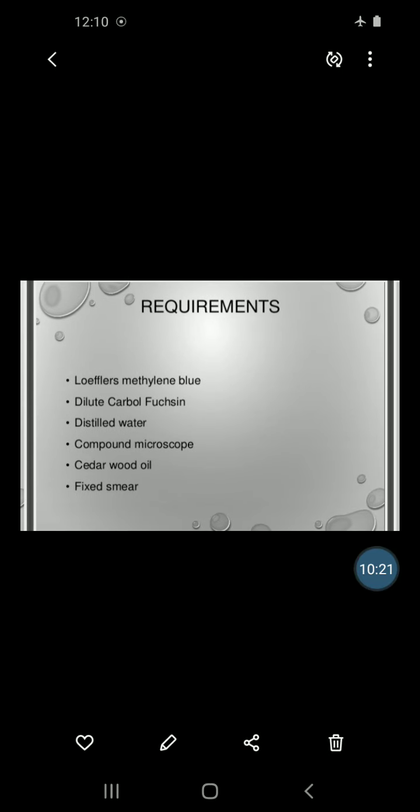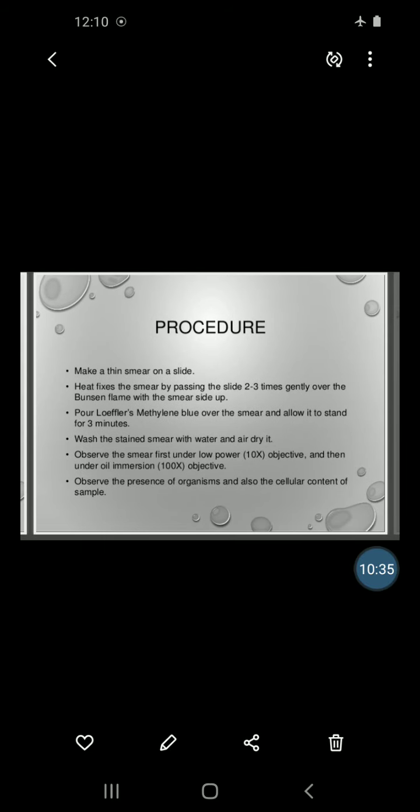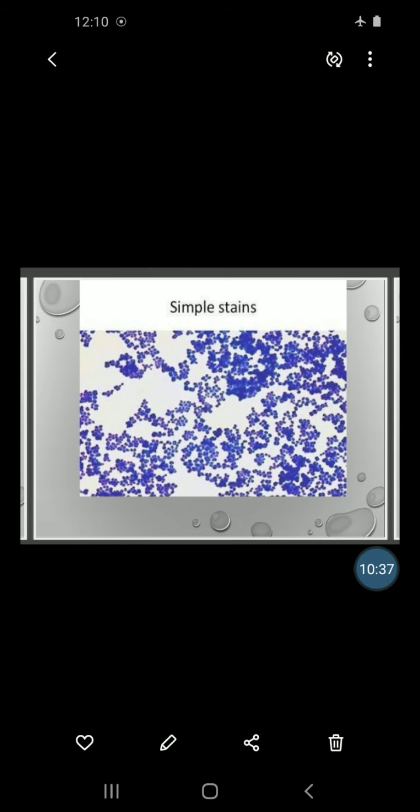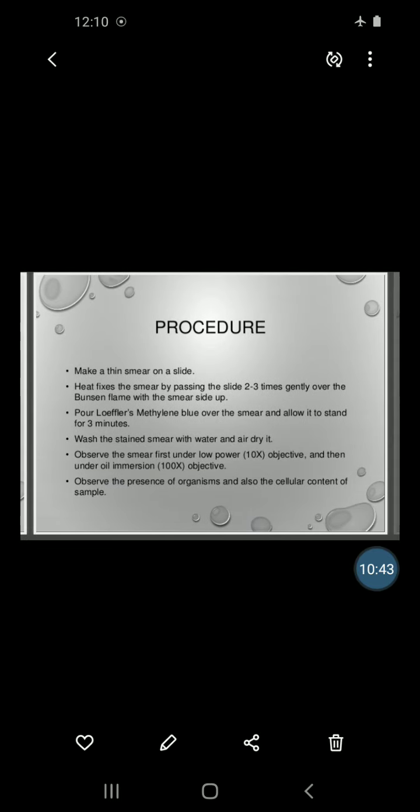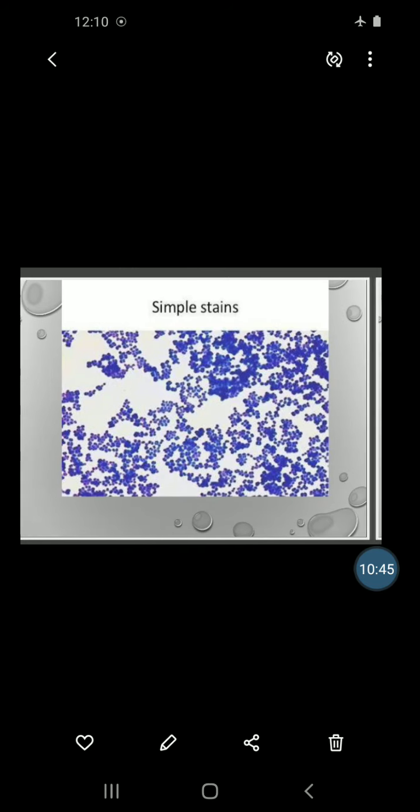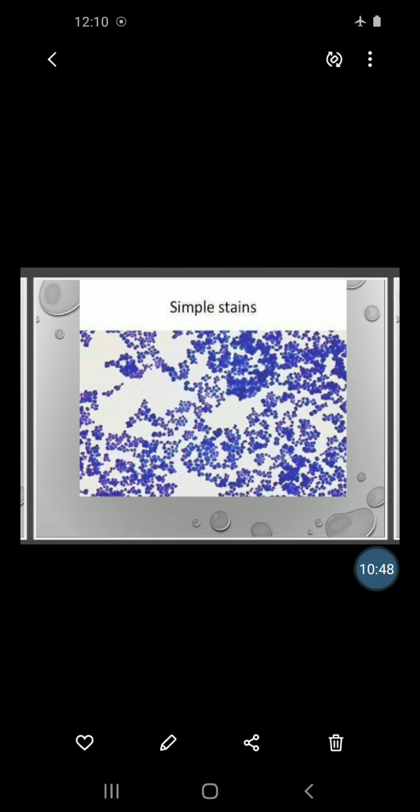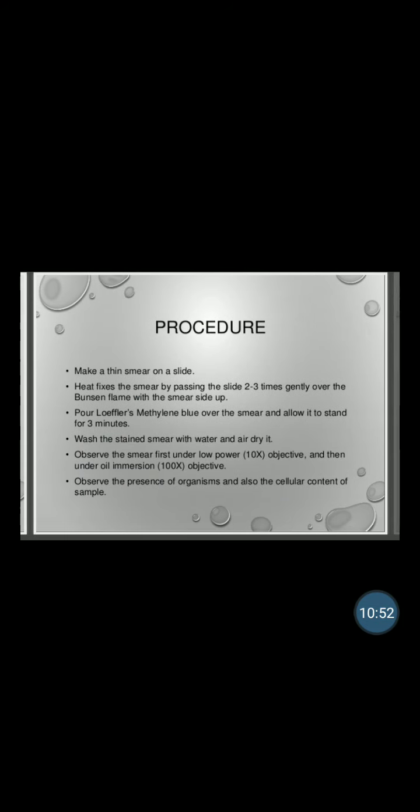What are the requirements for simple staining? Loeffler's methylene blue, dilute carbol fuchsin, distilled water, compound microscope, cedar wood oil, and a fixed smear. Here we can see the images of simple stain under the microscope.